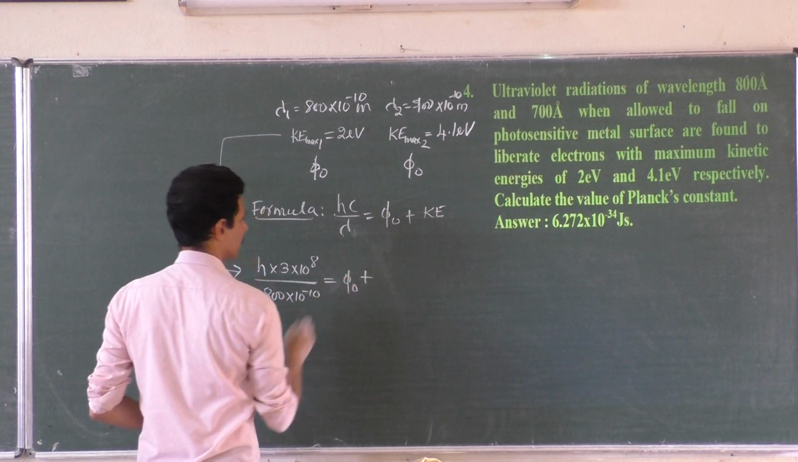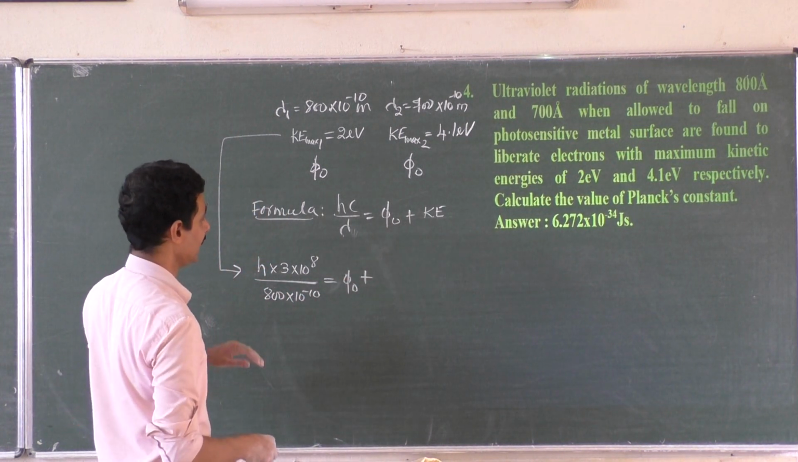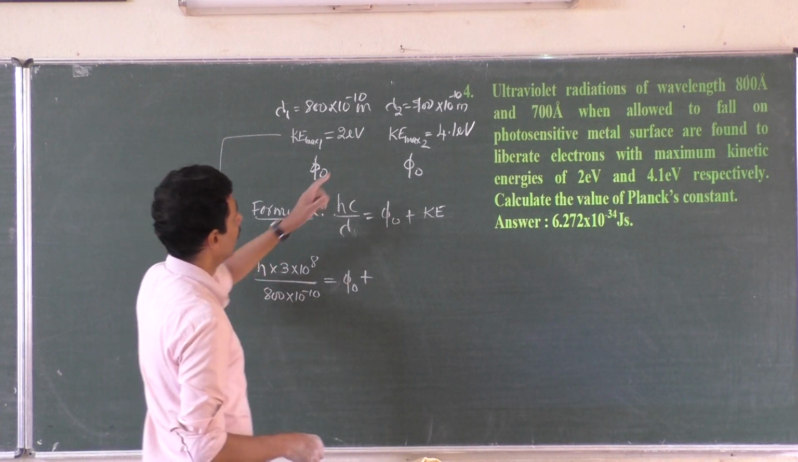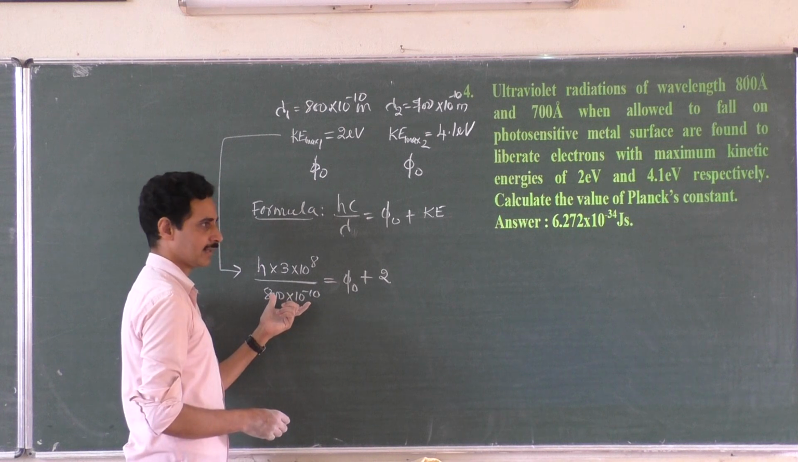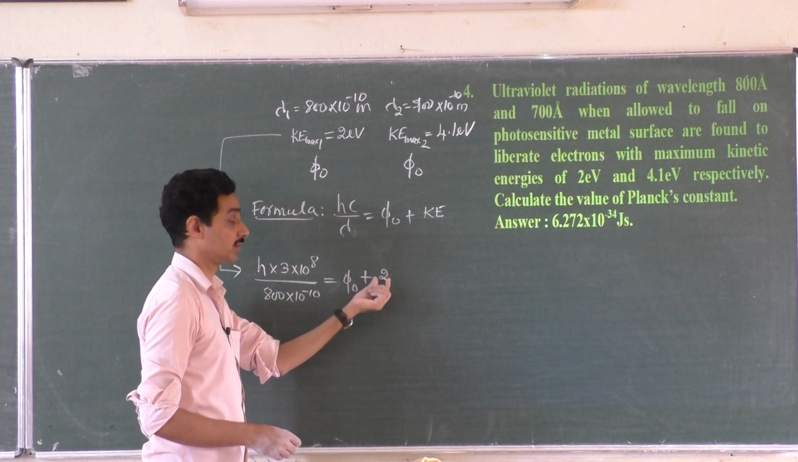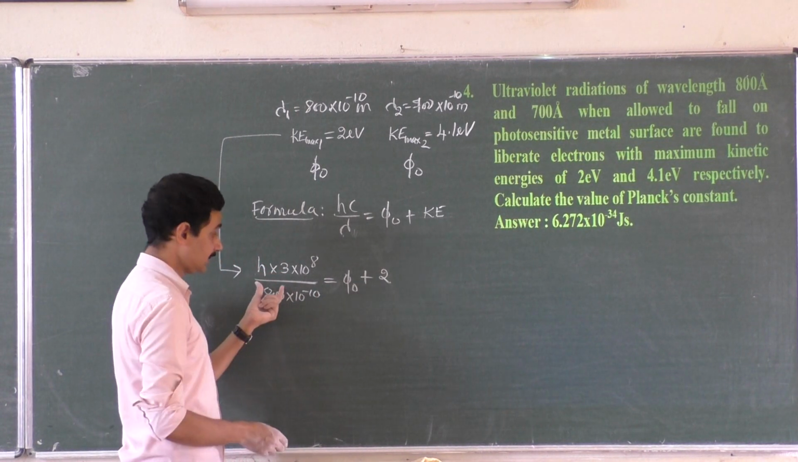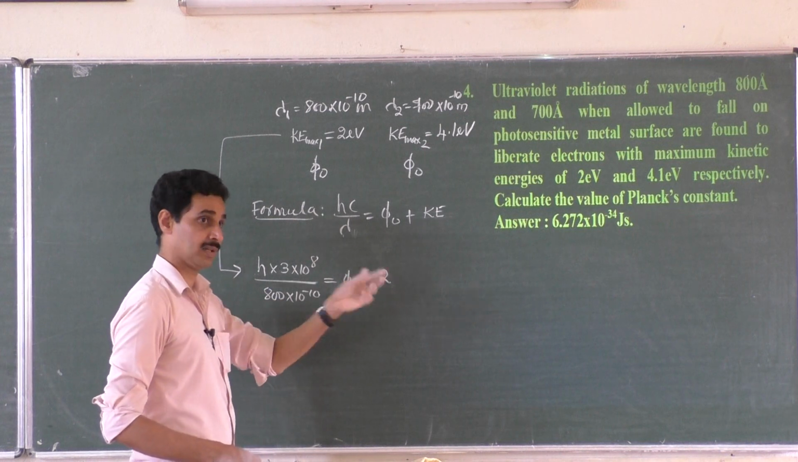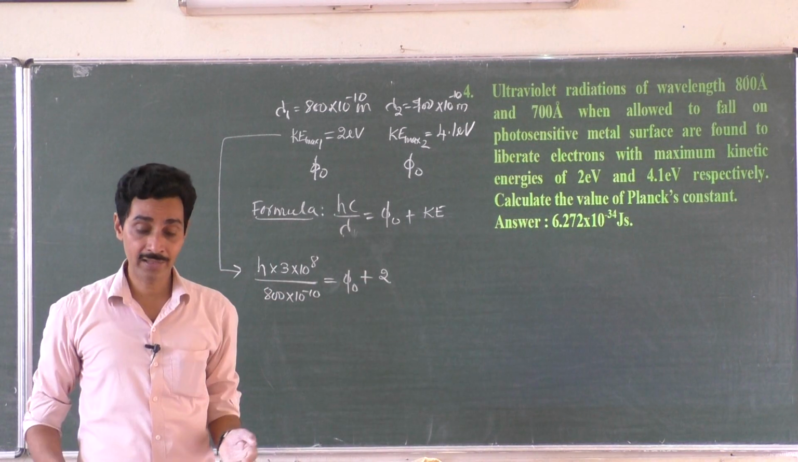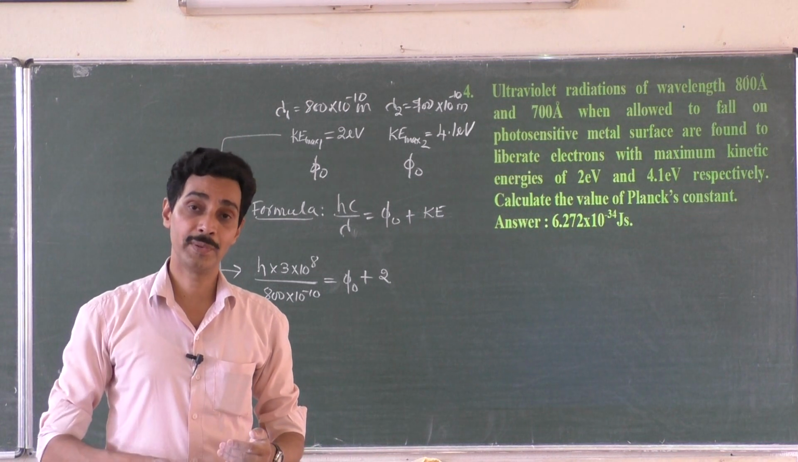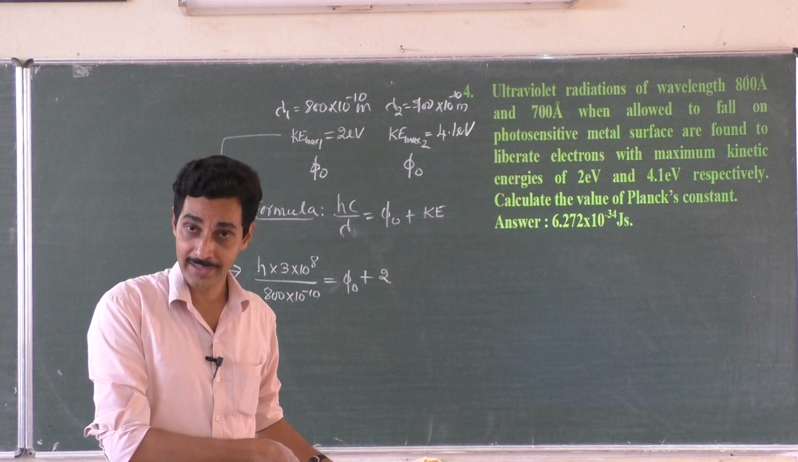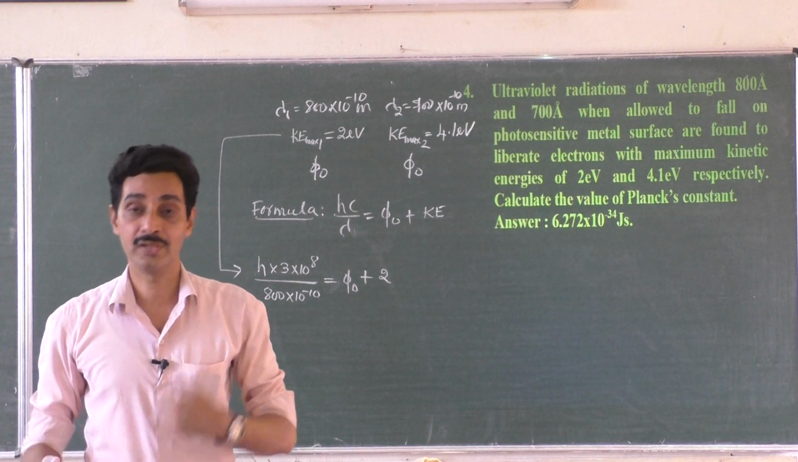Is equal to phi naught plus kinetic energy 1.2 electron volt. But if this is in joules, this should be in joules. If this is in electron volt, this is in electron volt, no problem. You can't add 2 rupees to 50 paisa. You have to convert 50 paisa as half rupee and then add to 2 rupees, 2.5 rupees.